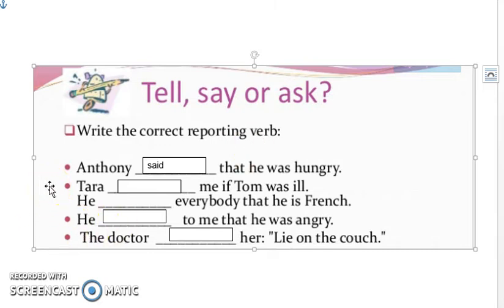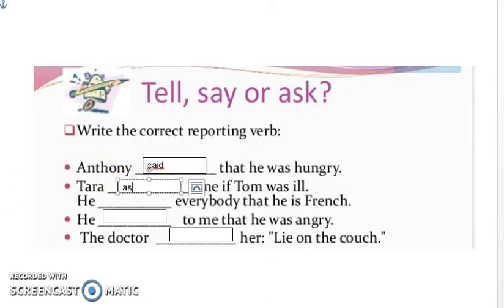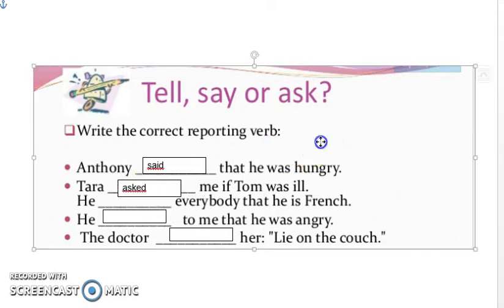Number two: Tara blank me if Tom was ill. In this case, we have an indirect object that is me. So we have two options. We delete say. It can be tell or ask. Asked. Tara asked me if Tom was ill.